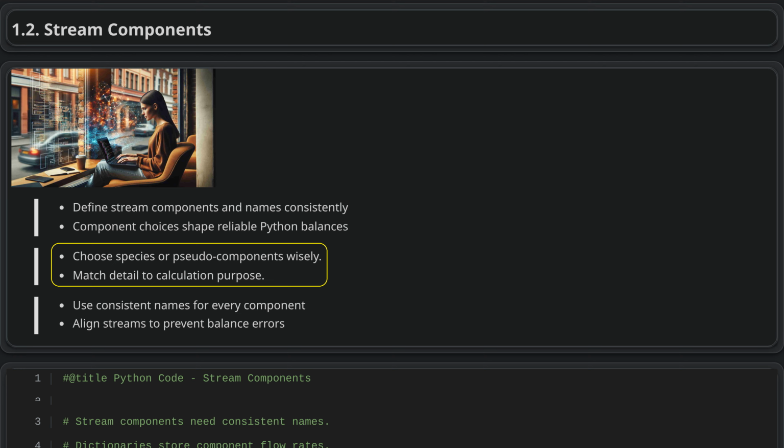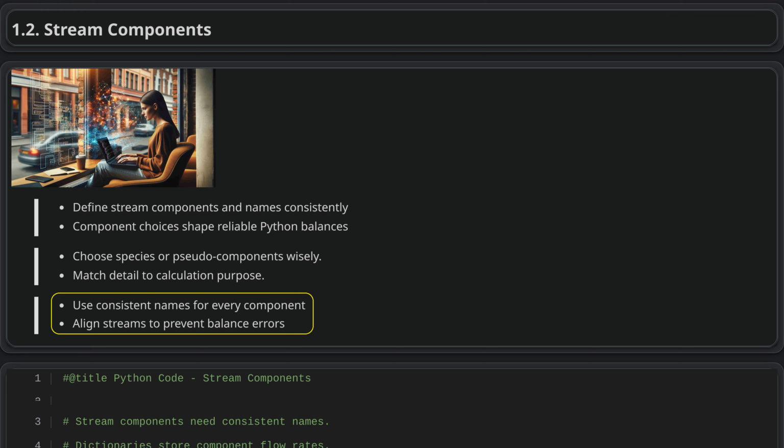Choosing components for a process stream requires both chemical understanding and practical judgment. Some species must be modeled separately when their properties matter, while similar substances can sometimes be grouped into a pseudo-component. The right level of detail depends on the purpose of the calculation, from simple mixtures to more complex reactions. A clear stream representation helps others judge whether the model is suitable for the engineering task.